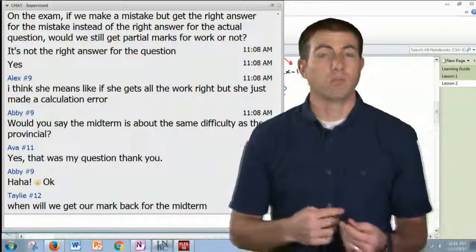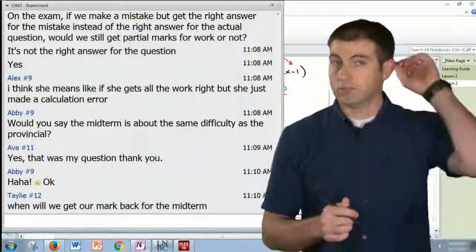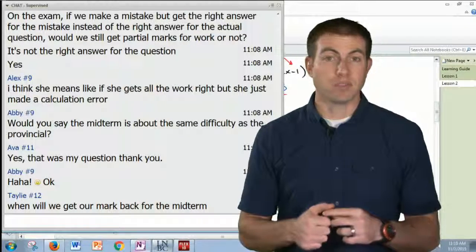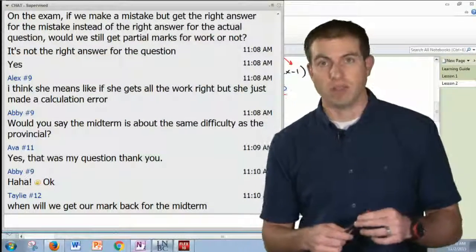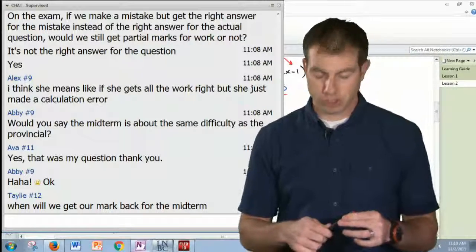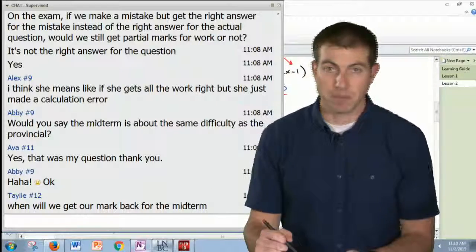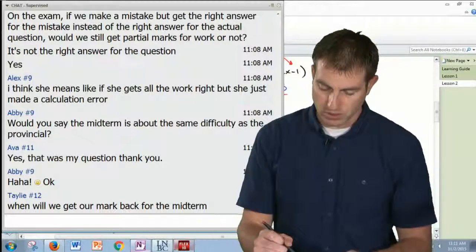Midterms. When will you get your marks back for the midterms? By the end of the next week. So if the midterm's on the 9th, by the 14th, you should have your mark for sure. Just depends on how long it takes me to mark them and how busy I am. 4 days or less though, hopefully.